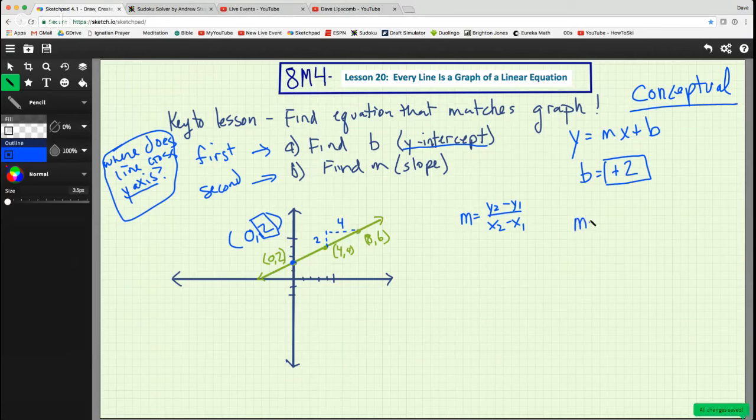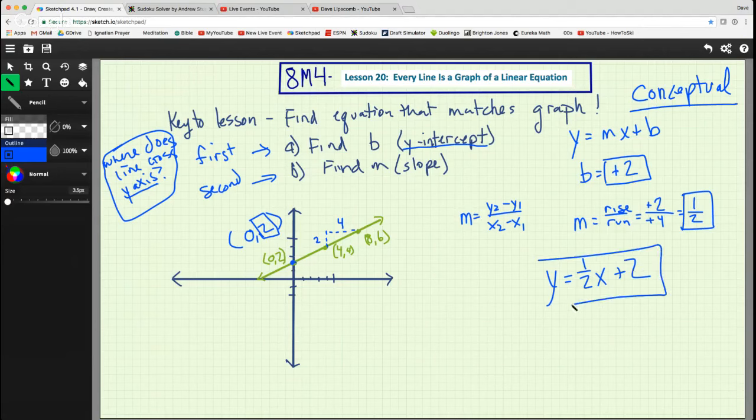So our m is equal to our rise over our run. I always write this out so I never get confused. Our rise is 2. We go up 2. I'll put a positive there. And our run is plus 4. And we always have to simplify our slope, and so we get 1/2. So our equation is simply y equals 1/2 x plus 2, and we're done.